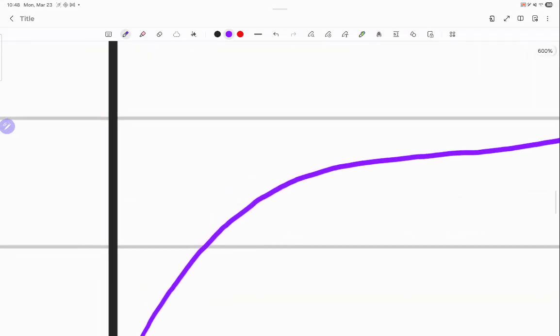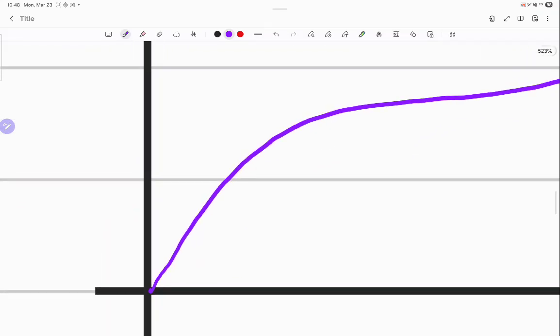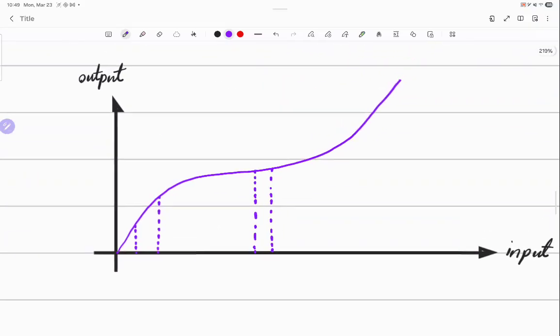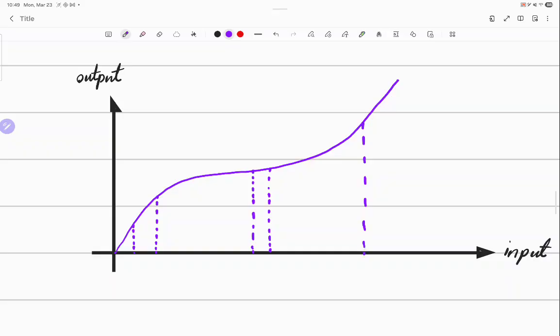How about now? Focus on this range. Is it linear? It's very close to linear, right? Or for example, focus on this range. Seems very linear to me. Focus on this range. In that range, it seems very linear actually.